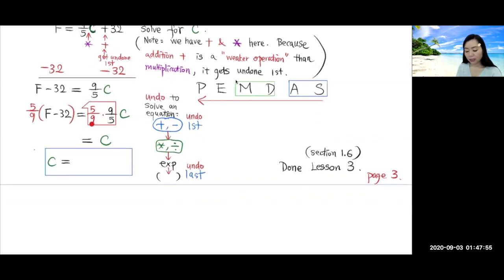Now, this is the 1C, which is C on this side. This side will have 5 over 9 times parenthesis F minus 32. So finally, we have isolated the C. C is equal to 5 over 9 times parenthesis F minus 32. So C is isolated. We already solved for C. Okay. So this one will allow you to substitute Fahrenheit temperature and convert that into temperature in Celsius. Okay. Now that's the end of lesson 3.